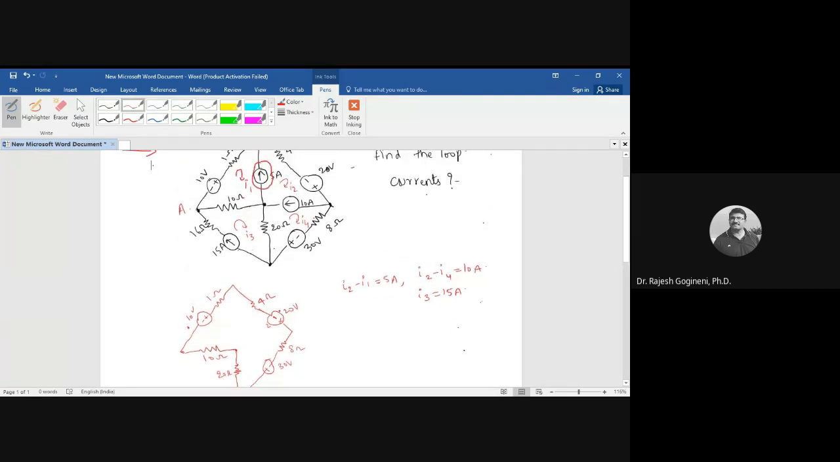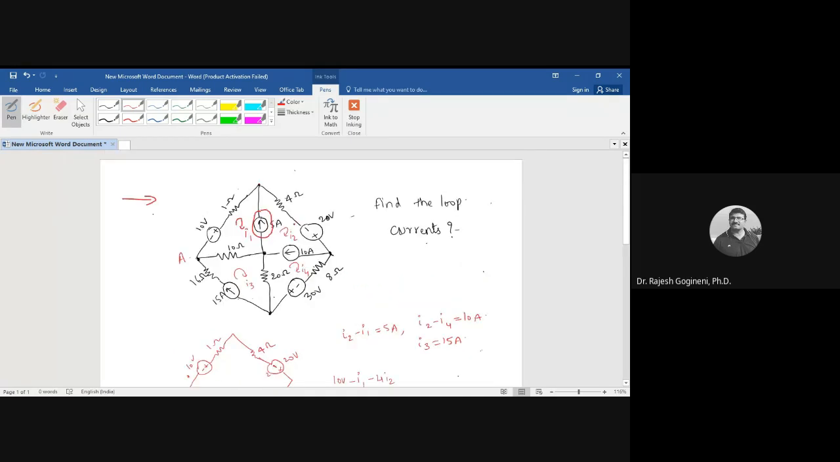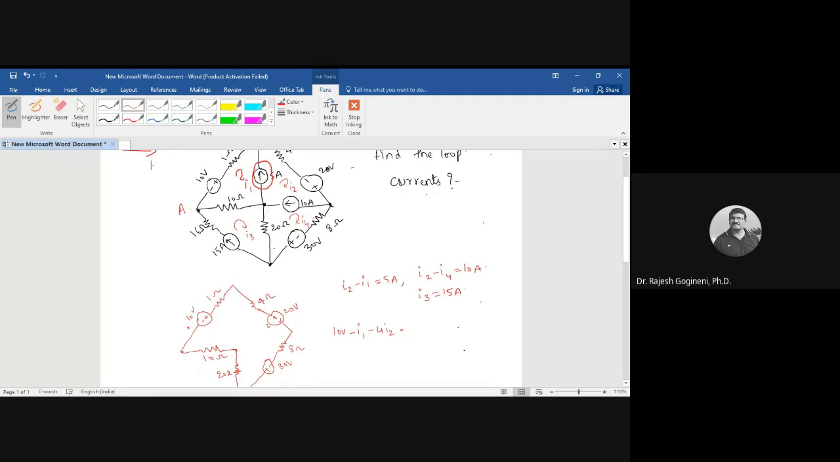That one KVL equation is: start here, 10 volts minus I1 minus 4 I2, I am writing here second loop 4 I2, plus 20 volts, minus 8 I4, plus 30 volts, minus 20 into (I4 minus I3), minus 10 into (I1 minus I3) is equal to 0.